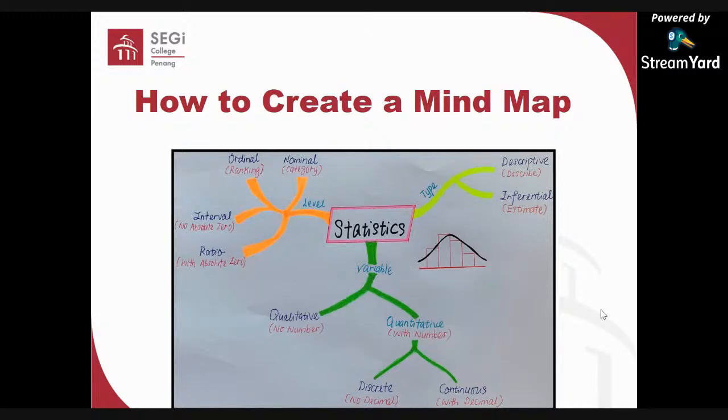And we got 2 types. One is descriptive, one is inferential. Descriptive means that you can describe. Inferential is mostly used for the mean, standard deviations, and so on. So the last one, from the statistic, you can create a few variables, qualitative and quantitative. From the quantitative, we got the discrete variable and continuous variable. So this is talking about the whole statistic.